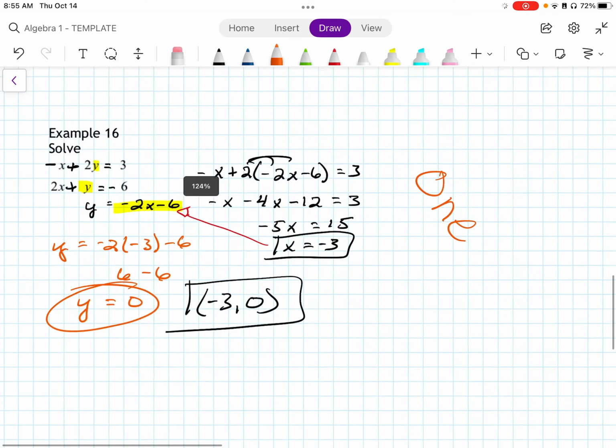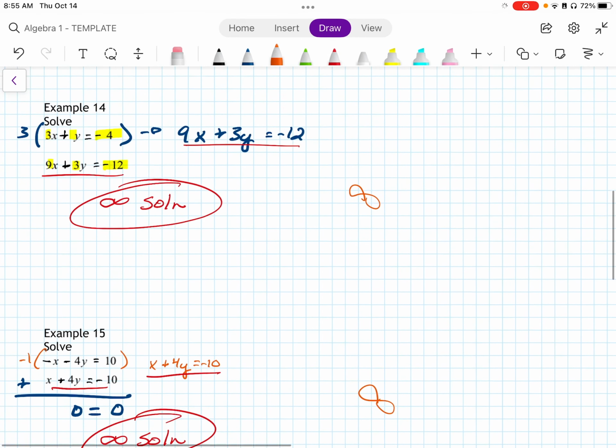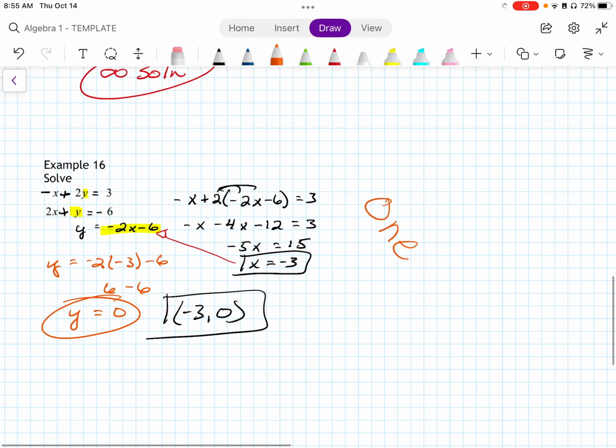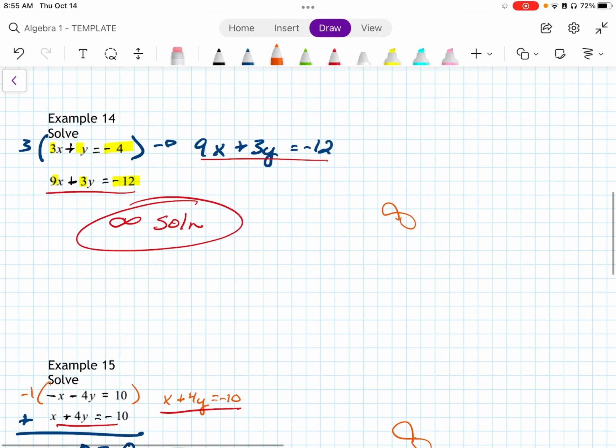Make sure that you don't forget about the one solution, right? Sometimes whenever we learn some new things with the infinite solutions and the no solutions, we forget that we can have plain old simple lines that just cross, right? Don't forget about that. All right, that's all.